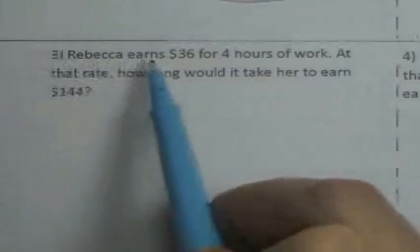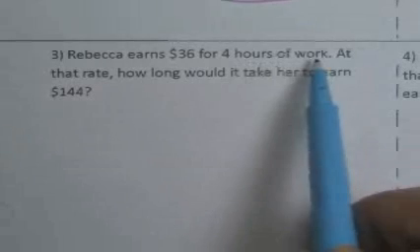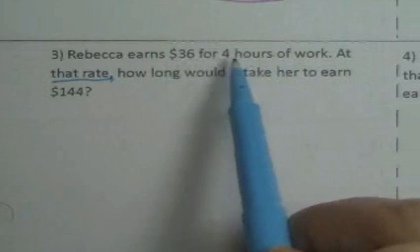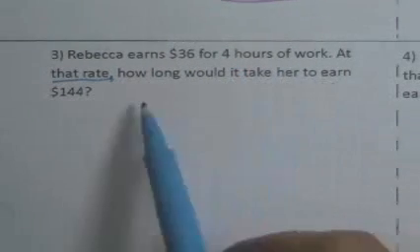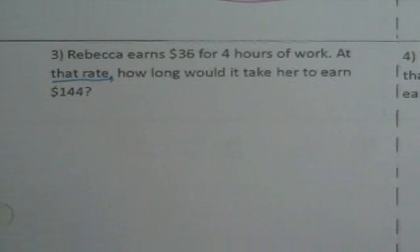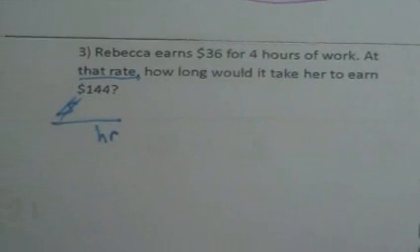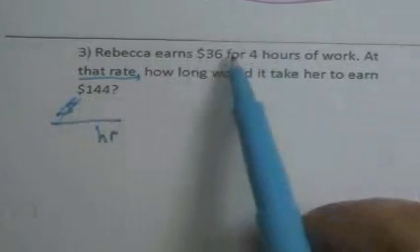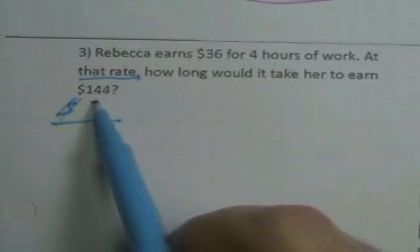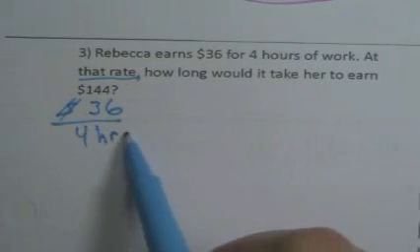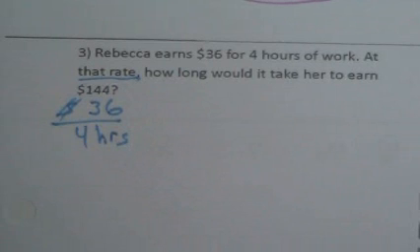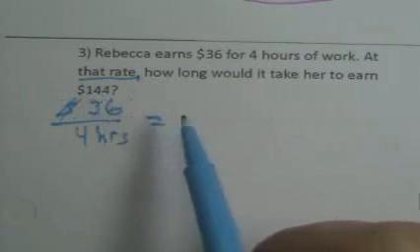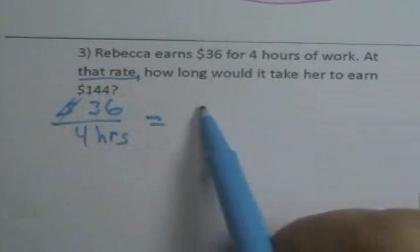Number 3, Rebecca earns $36 for 4 hours of work. At that rate, $36 for 4 hours, how long does it take her to earn $144? Notice that I have a rate here. Dollars per hour. Okay, $36 for 4 hours. So that's a rate. Now, I'm trying to find out how many hours for $144?